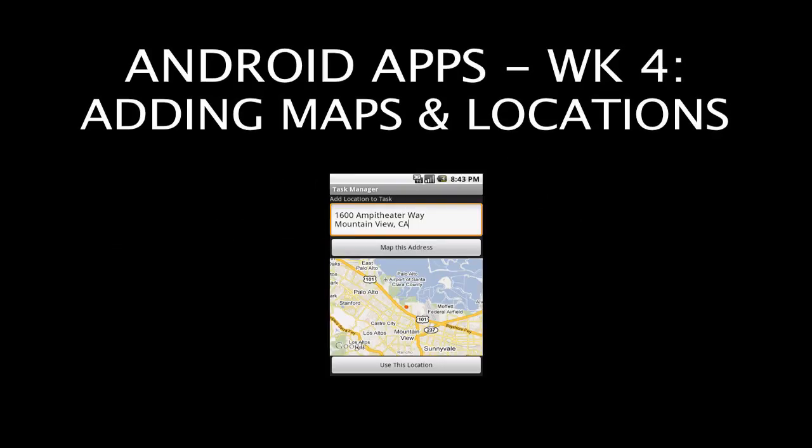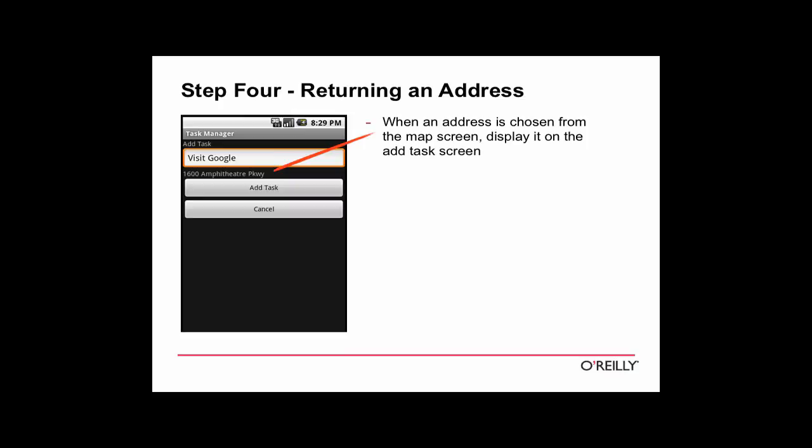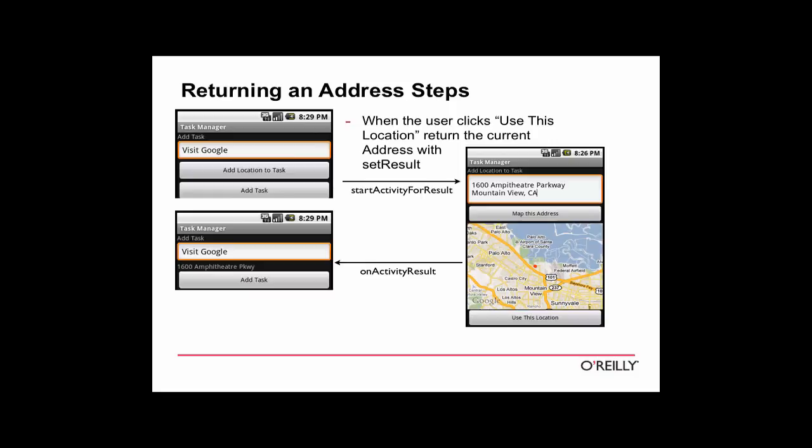Okay, so now back to what I was talking about at the beginning. The first step is that we need to return the address to AddTaskActivity, and we want to display it on this AddTask view here instead of the button that was there before, which was Add Location to Task. So when you click Add Location to Task, go get the address, and then onActivityResult will be called on the AddTaskActivity, and we'll have an address, and we'll replace the button with that text. So those are the steps we're going to go through right now.